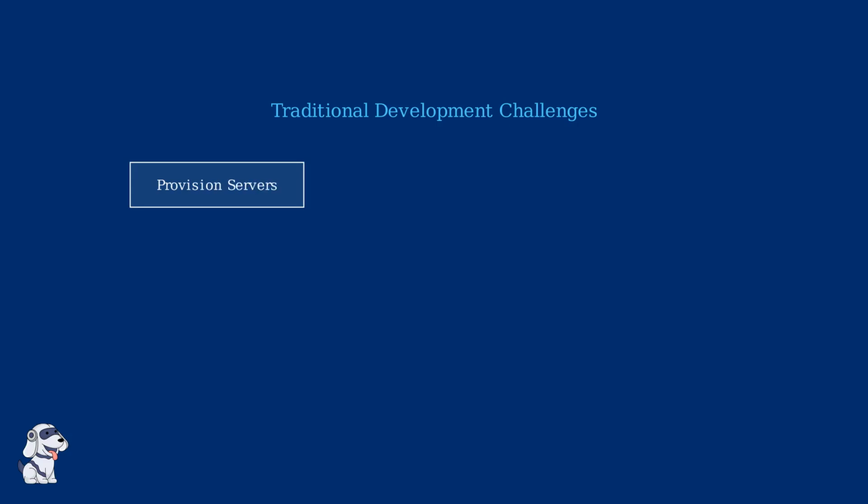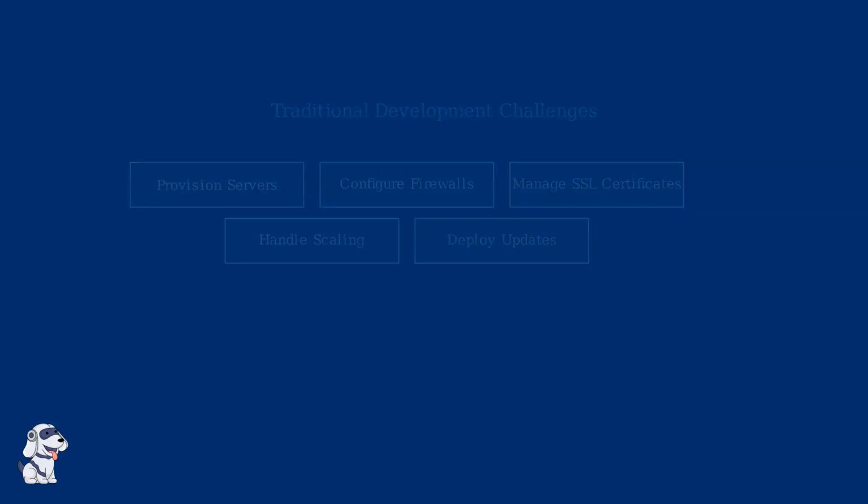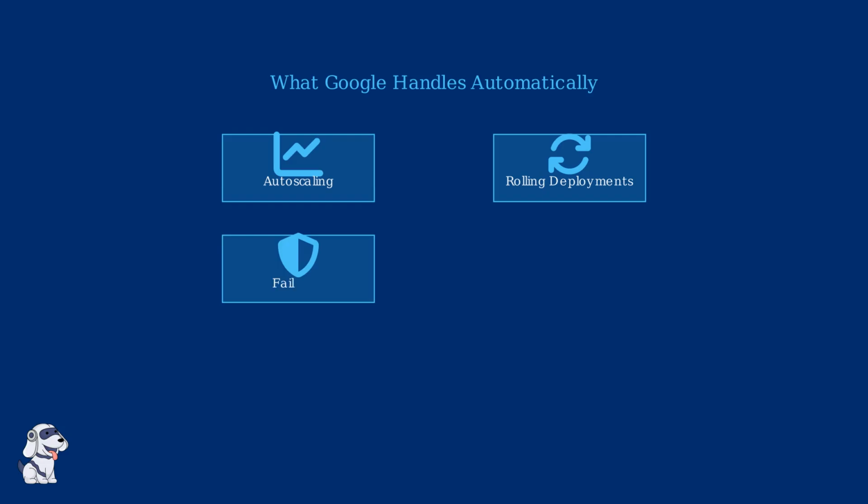Traditionally, developers had to handle numerous infrastructure tasks. They needed to provision servers, configure security settings, manage certificates, and handle scaling manually. Cloud Run eliminates all of these infrastructure concerns. Google's managed platform handles the complex operational tasks automatically. Google automatically handles auto-scaling to match traffic demands, manages rolling deployments for 0 downtime updates, provides failover capabilities, and balances load across instances.